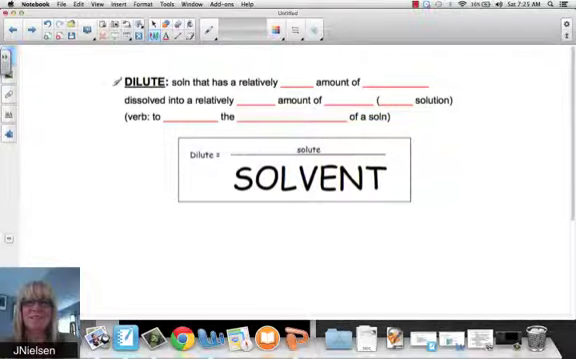Now you've heard me use these two terms this week in class, dilute and concentrated. A dilute solution is one that has a relatively small amount of solute dissolved in a relatively large amount of solvent. Sometimes we refer to this as a weak solution.